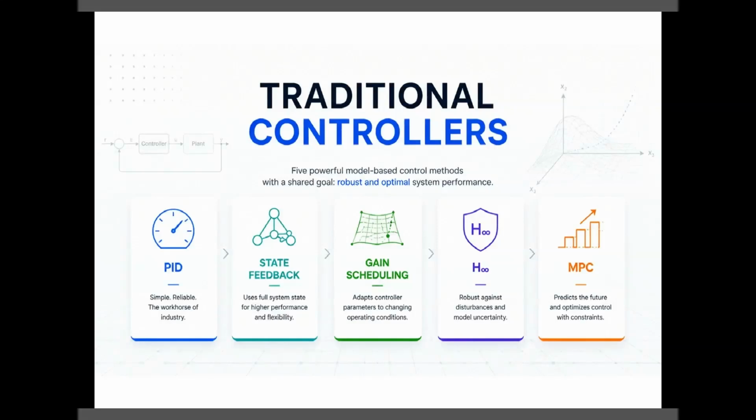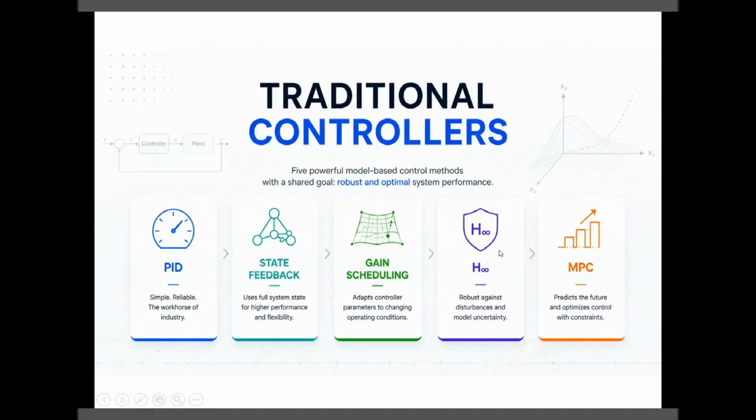In this lecture, we will focus on five of the most influential traditional control methods. We will start with the PID controller, probably the most widely used controller in engineering. Next, we will look at the state feedback controller, which uses the system's internal state to compute the control action. We will then introduce gain scheduling, which adapts controller parameters as the operating condition changes.